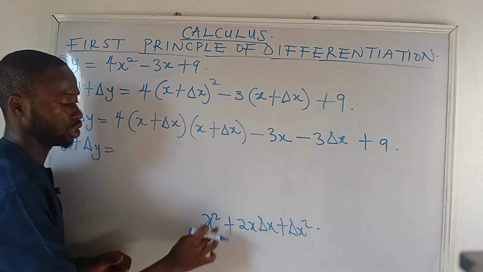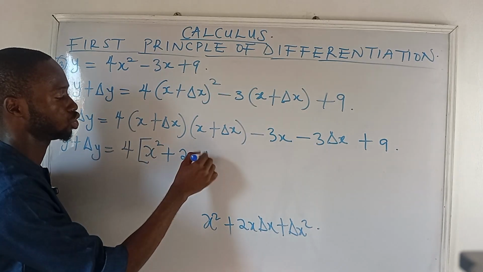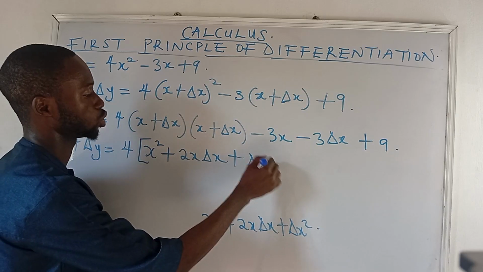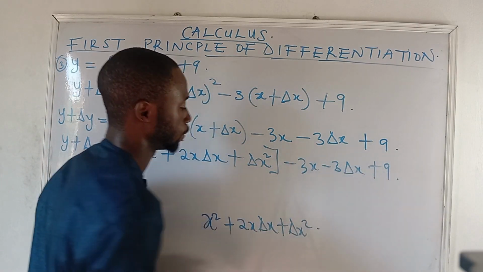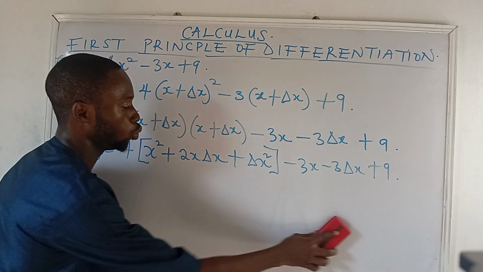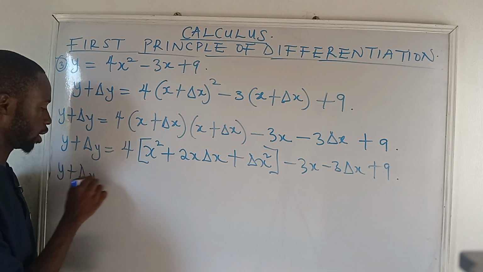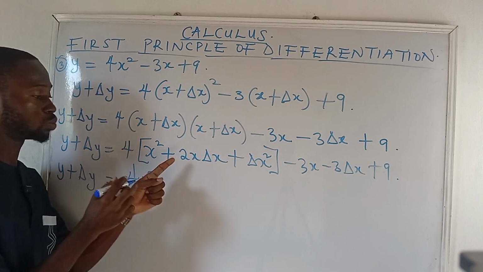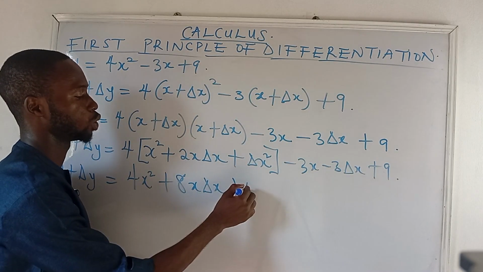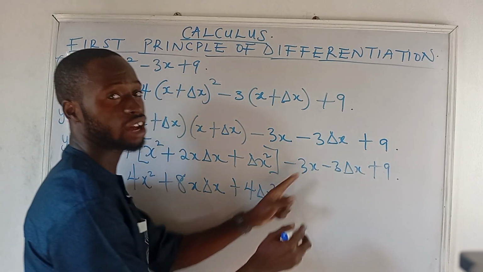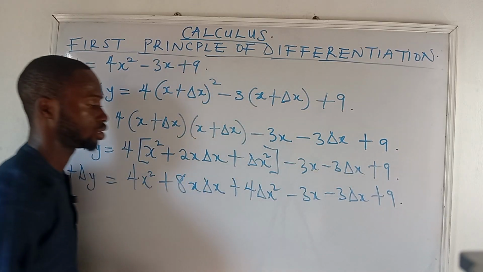So I'll replace this with this expansion: 4 into x squared plus 2x change in x plus change in x squared, minus 3x minus 3 change in x plus 9. So we need to open this bracket with 4. We have y plus change in y, then 4x squared, 4 is multiplying all through, plus 8x change in x. 4 times this will give me what? Plus 4 change in x squared. Then I have minus 3x minus 3 change in x plus 9.